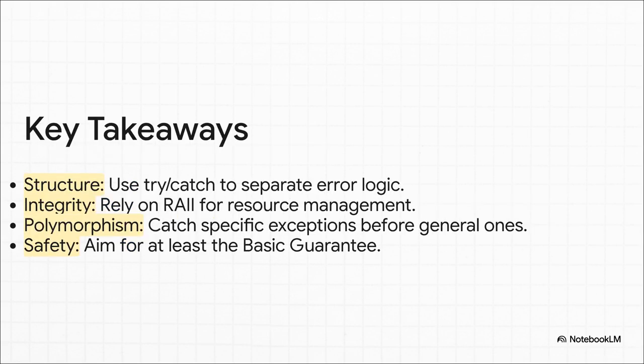Okay, let's bring it all home. What are the big takeaways? One, use try and catch to get a clean separation between your business logic and your error handling. Two, make RAII your best friend. It's the key to resource integrity. Three, use polymorphism to handle different errors with different levels of precision. And finally, number four, always be thinking about those exception safety guarantees. Aim for at least the basic guarantee in your code.